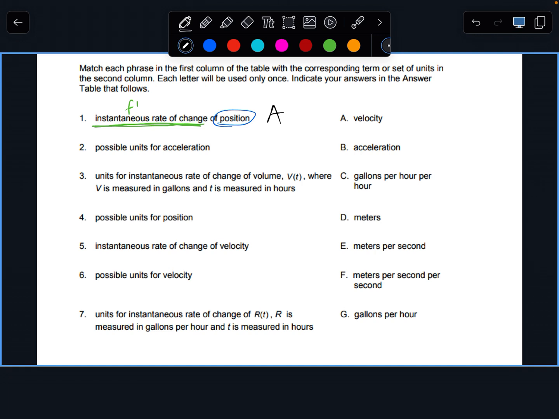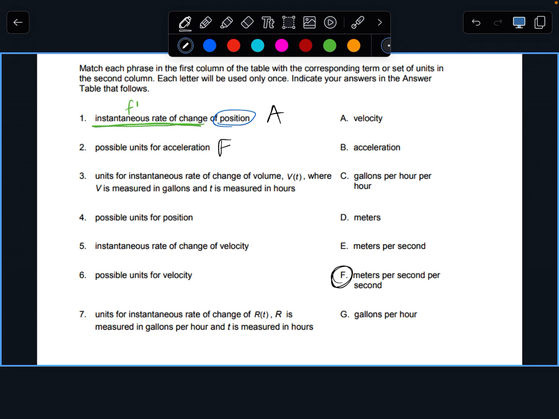But it says possible units for acceleration. Oh, I used that example. Oh, well. What you're going to look for is meters per second squared, right? But another way to think about that would be like F, meters per second. Okay, so that's another unit for acceleration.